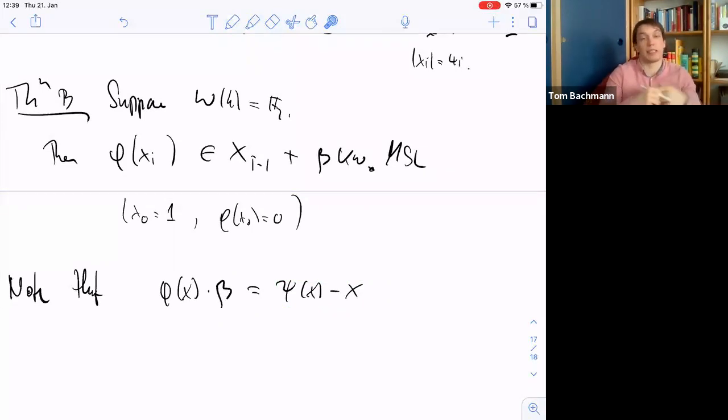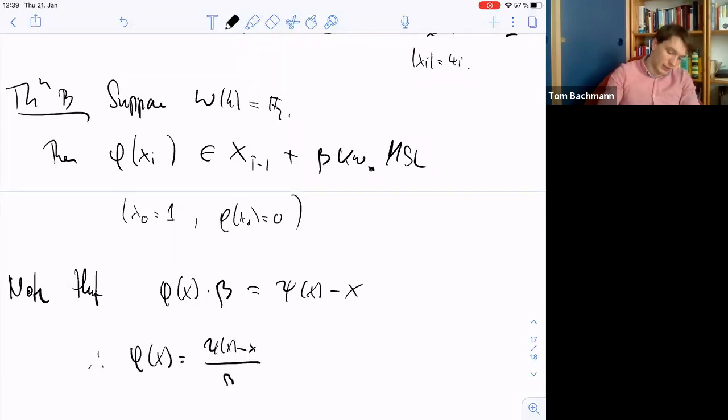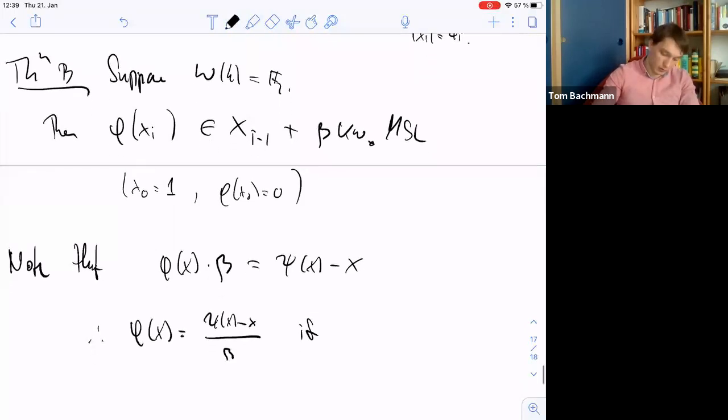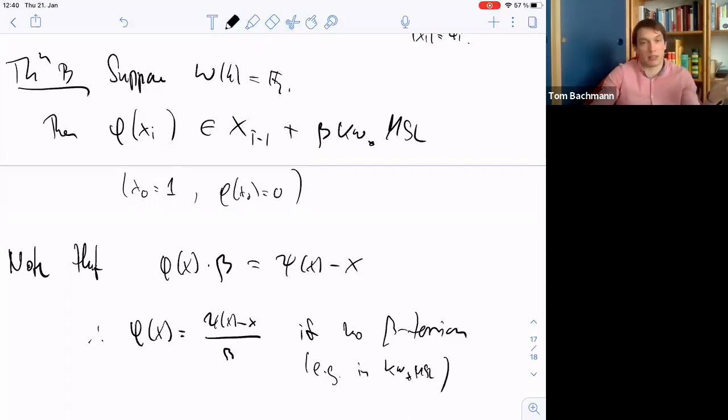If your ring has beta torsion, then this division may not be unique, but certainly it will always be divisible. And if it doesn't have beta torsion, then you can reverse the process and you can figure out what this is. So therefore, phi of x is going to be psi of x minus x divided by beta if there is no beta torsion. Of course, this holds, for example, in the homology of MSL. We just saw this is a polynomial ring on some guy without beta torsion, so this is correct.